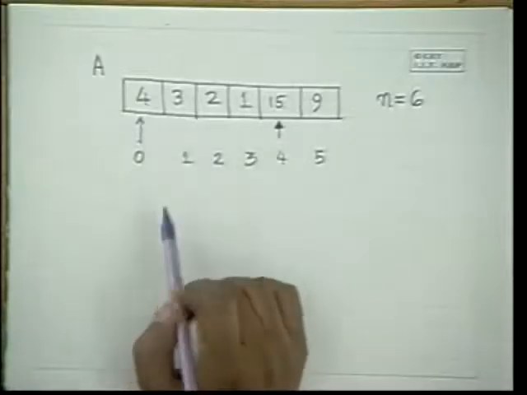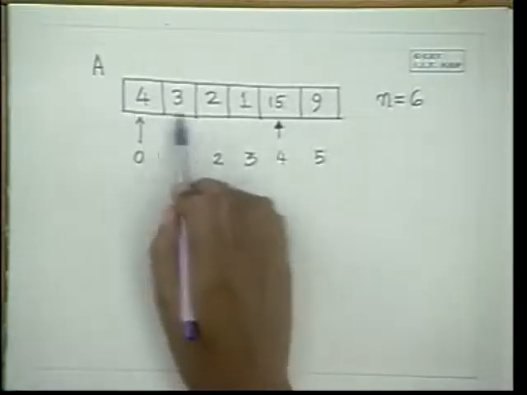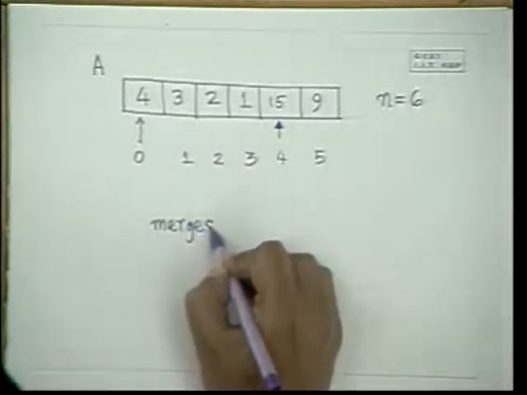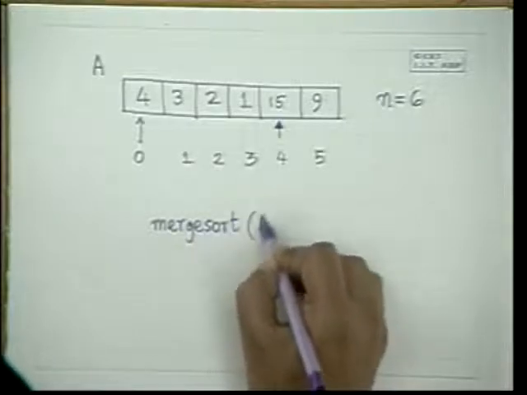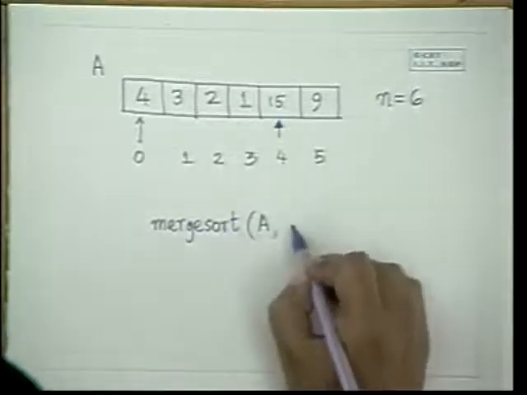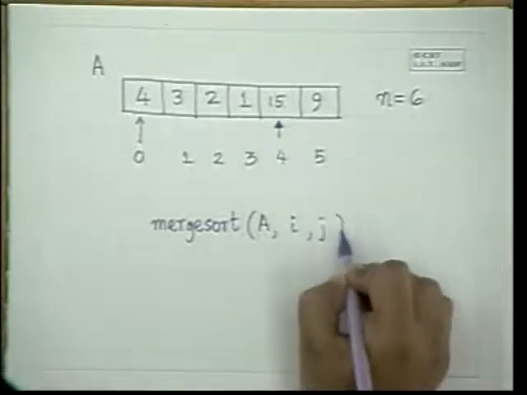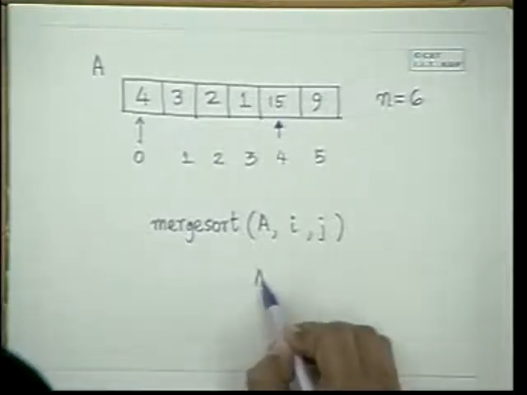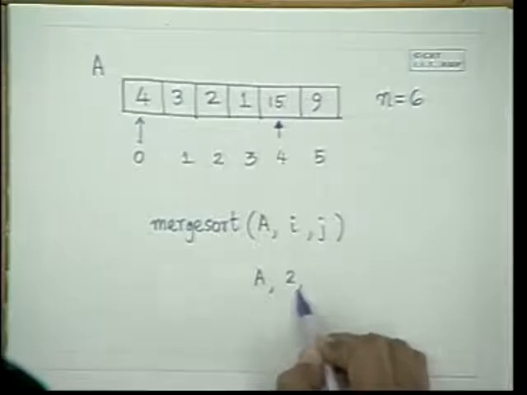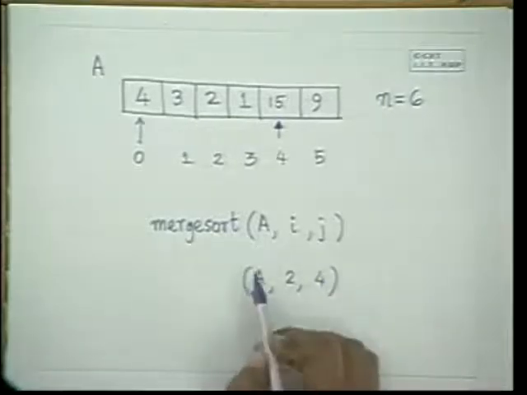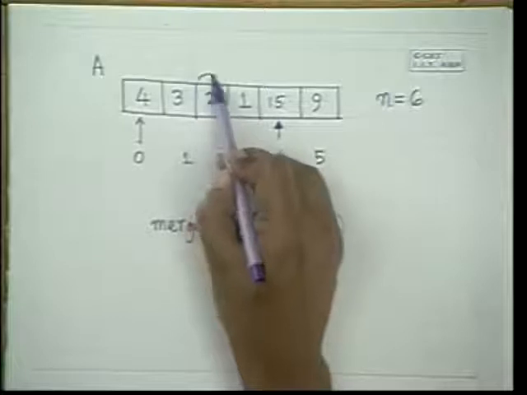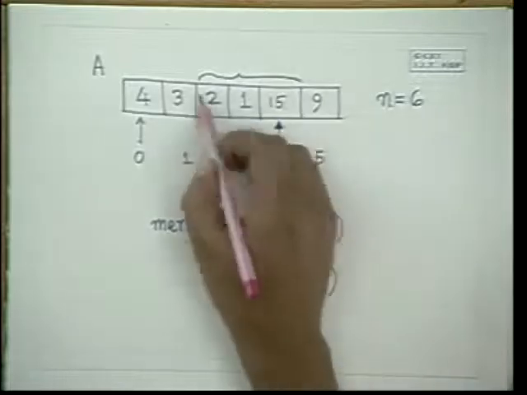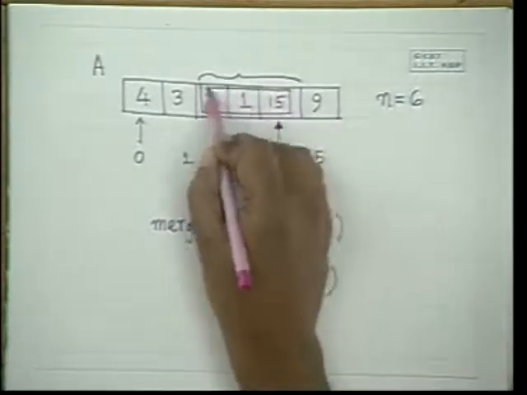So what we will do is, initially, instead of passing a list, we will call the merge sort routine like this. The array A will be passed as an array name, and the indices i and j for which merge sort requires to be done will be passed. Now suppose I pass A, 2, and 4. Then this means this corresponds to this part of the list. A, 2, 4 corresponds to this.